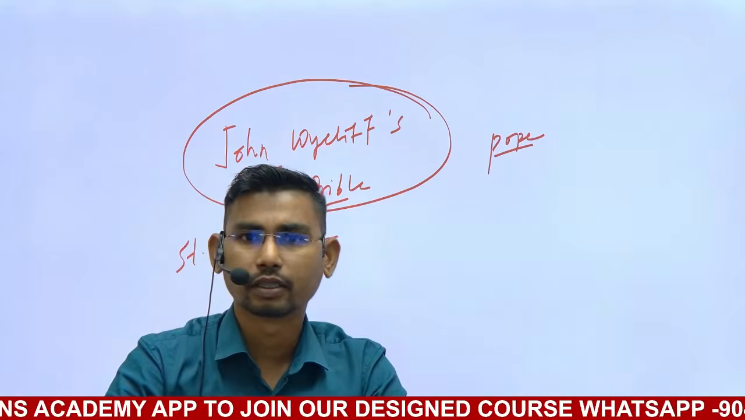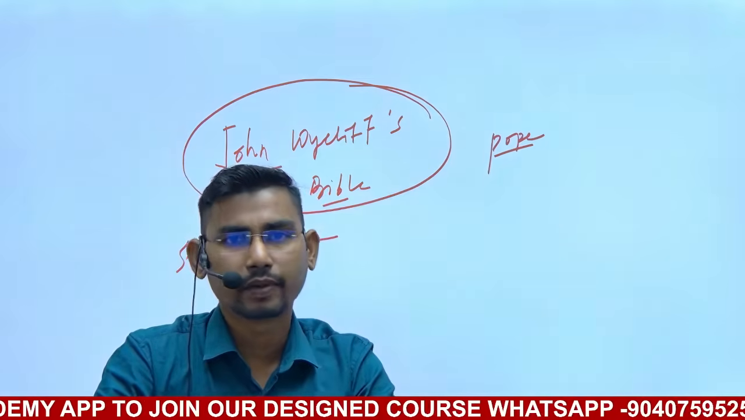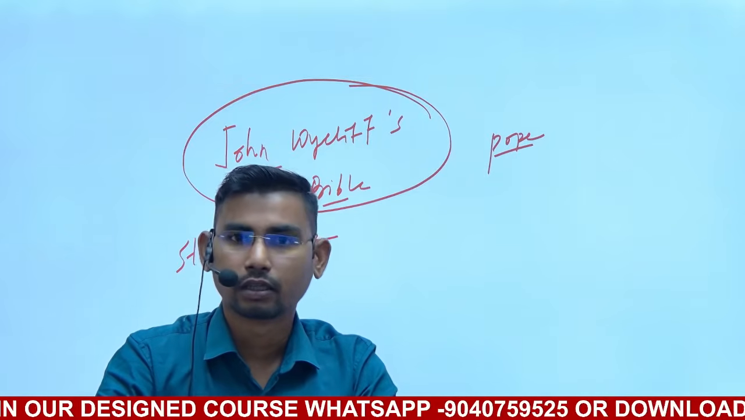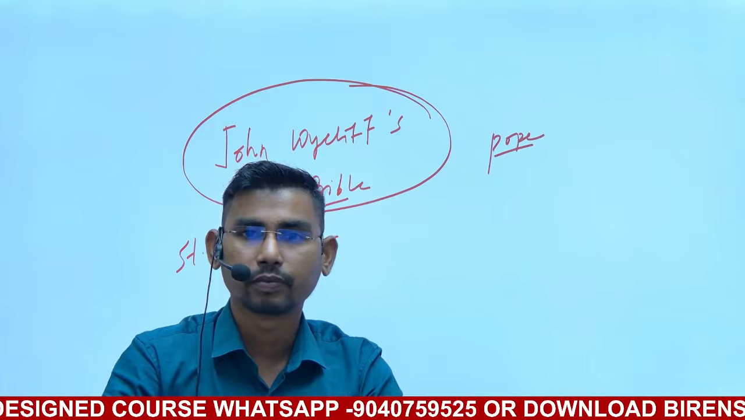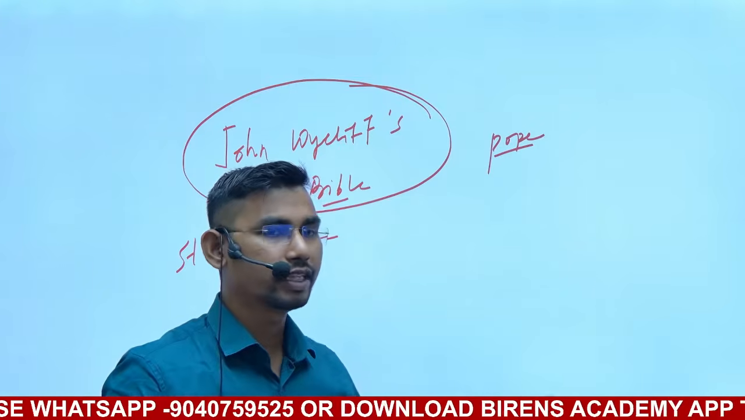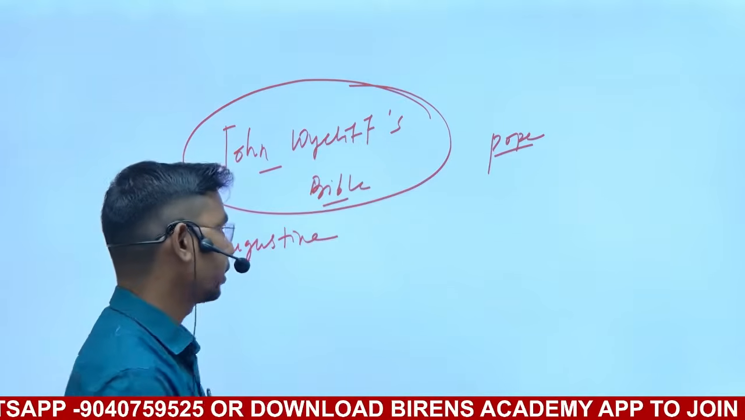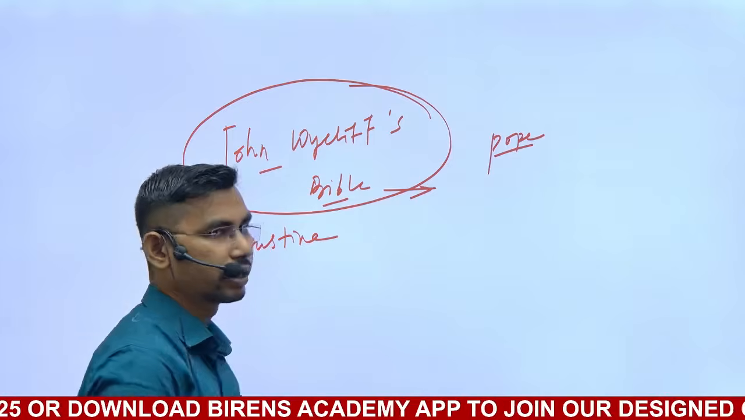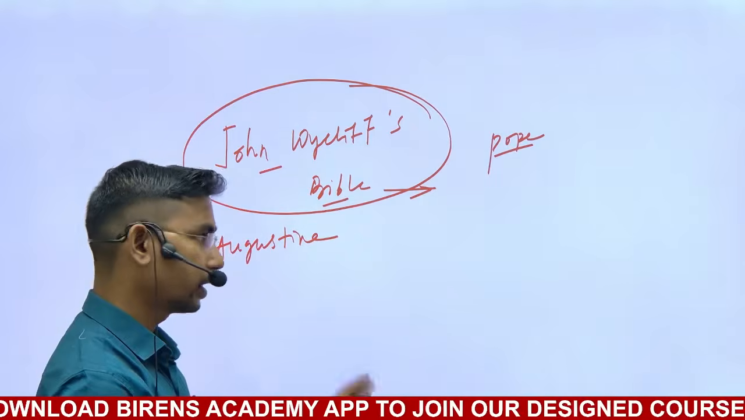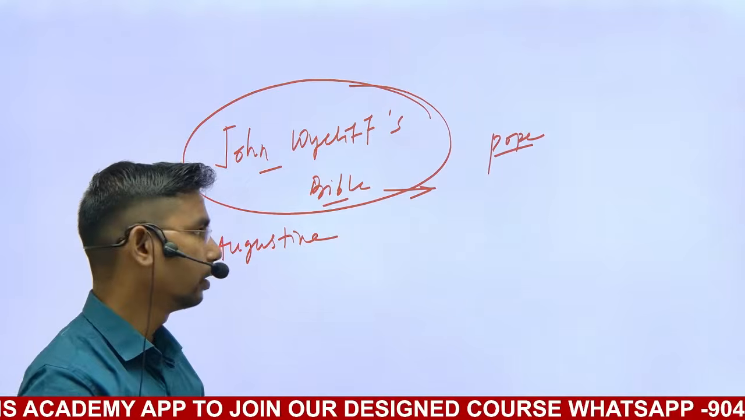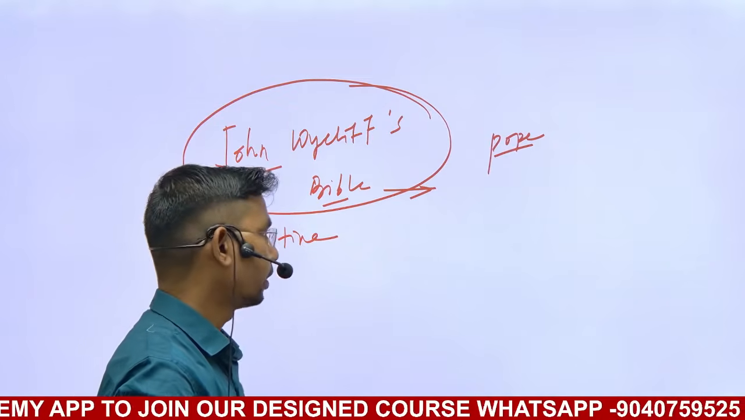People couldn't read the Bible at the time because it was in Latin, and the people of the land didn't know Latin very well. So John Wycliffe translated the Latin Bible into English, the medieval or Middle English. After that, people were able to read the Bible.